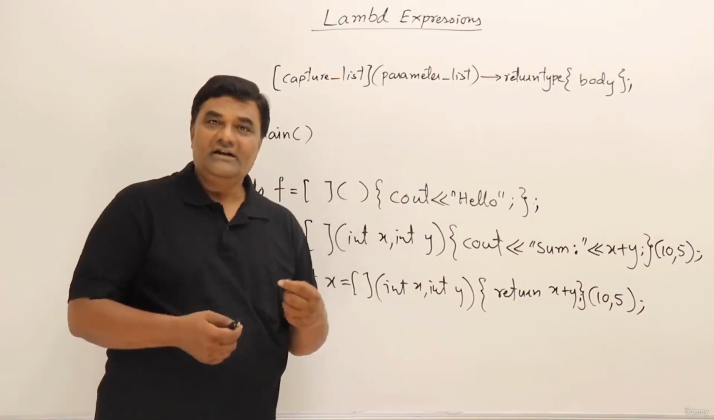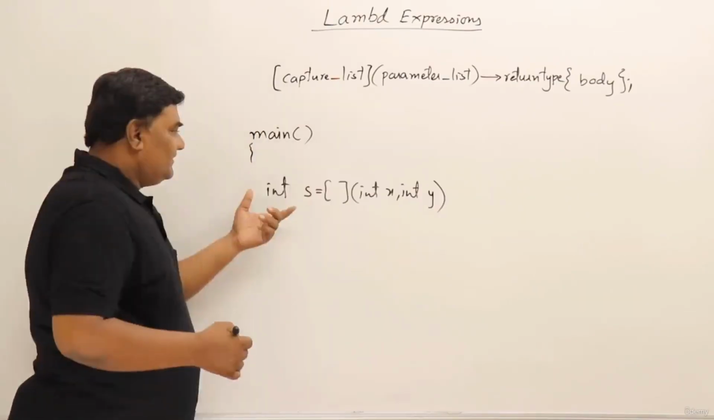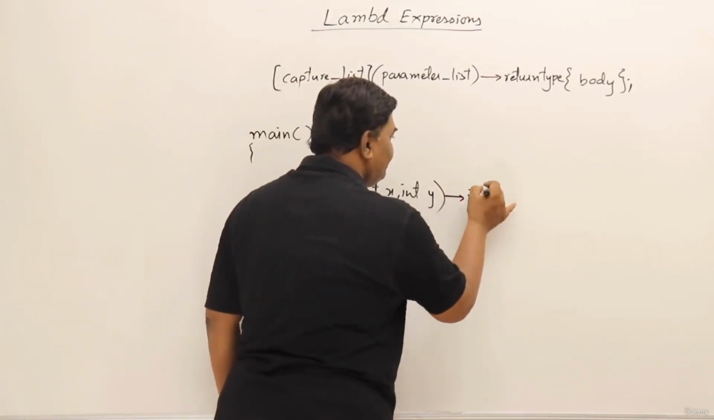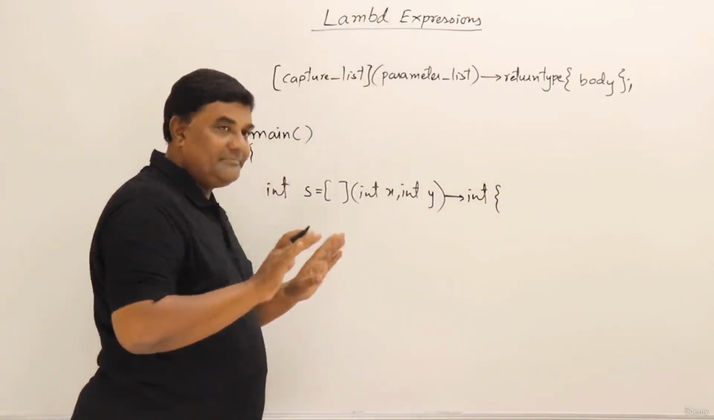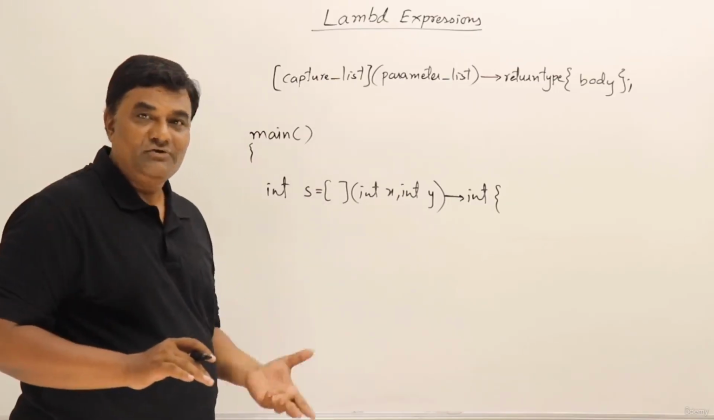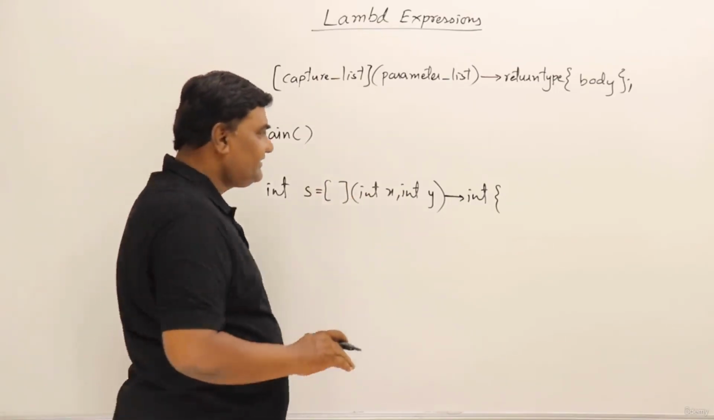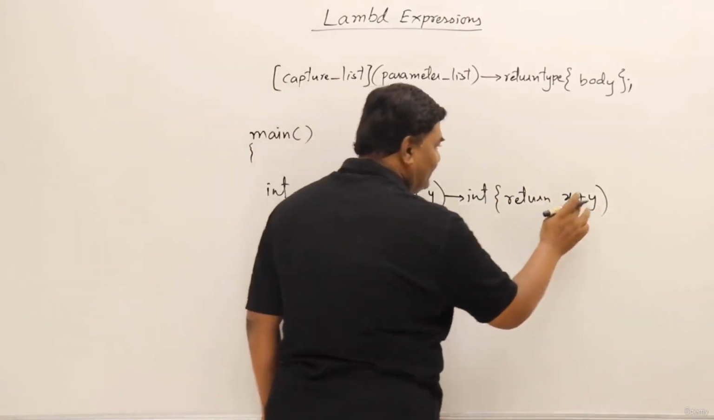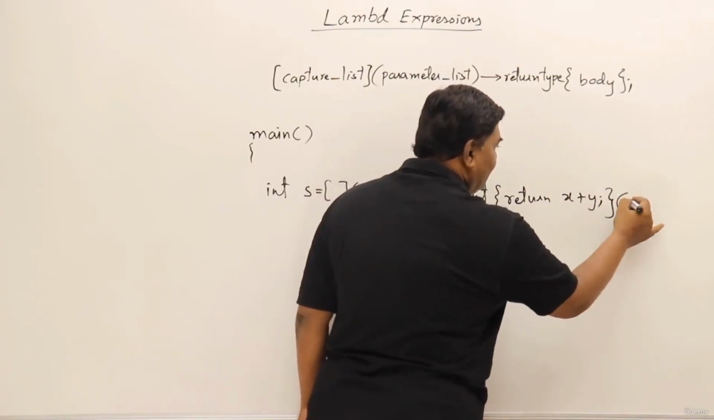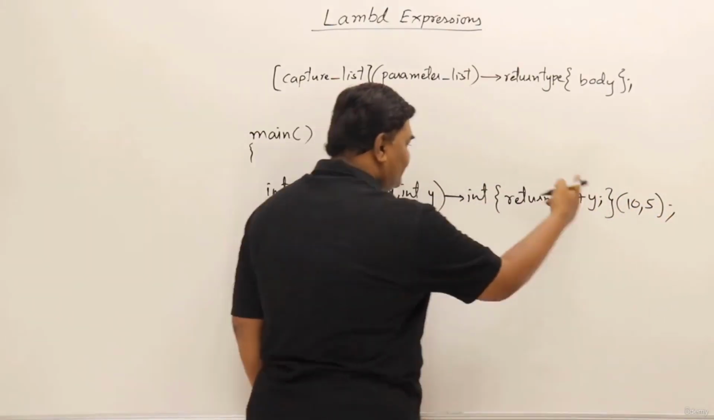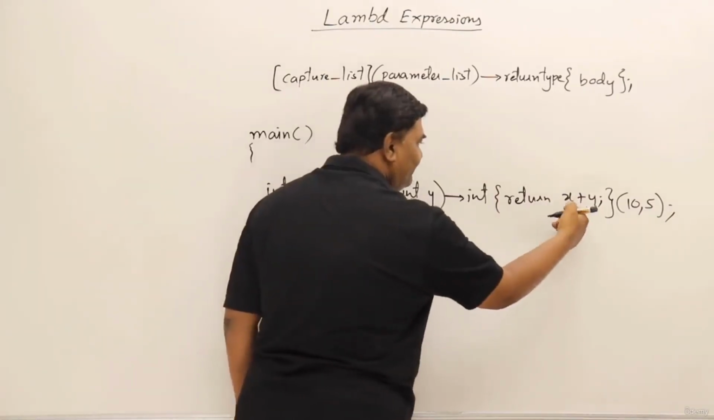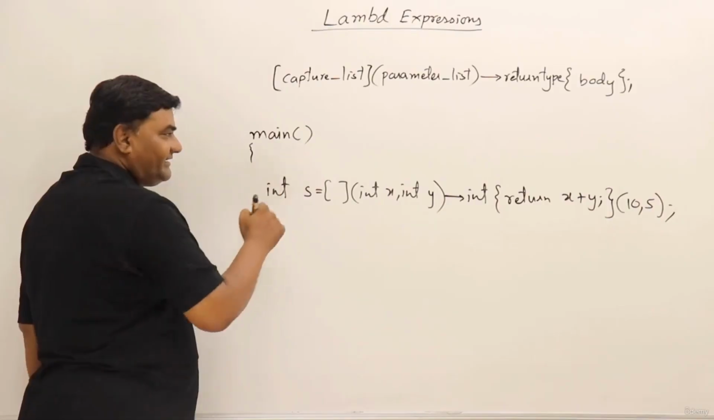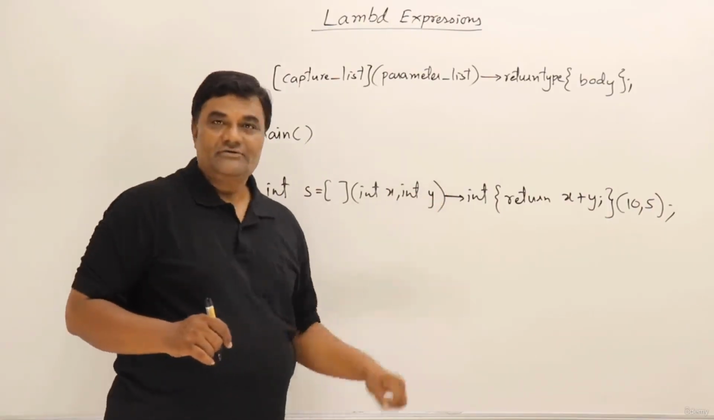Now let me show you how we can write the return type. I'll remove this. See, here I have an unnamed function. I want it to return integer type. The C++ compiler will by default identify what is the return type, so you don't have to mention it. If at all you want to mention, you can mention it, and return x plus y. So these two values are added and the result is returned. Then here directly I am calling it 10, 5. So this function will be called and it returns x plus y, and that return value comes into s. So we can mention the return type also.